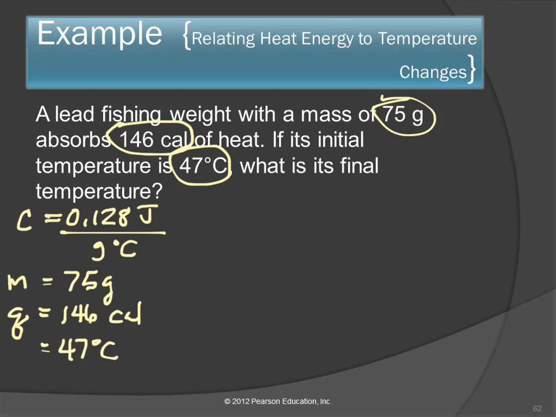And this temperature, is that a final temperature, an initial temperature, or a change? That's initial. And we know that because it actually says it's initial temperature. So I pulled the numbers out and I just labeled them. What are we trying to find? What is its final temperature? Well, what equation have we used? Q equals mc delta T.